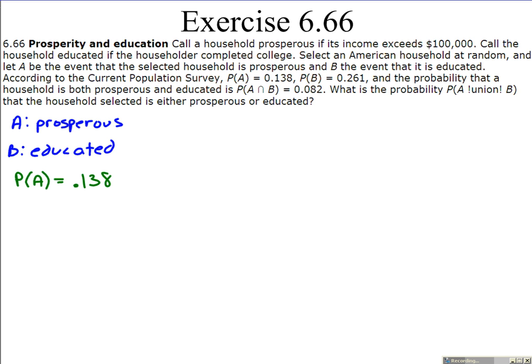Probability of B, the probability that a household is educated, meaning the head of household has completed college, is 0.261. And the probability that a household is both prosperous and educated is 0.082. So the probability of A intersect B is 0.082.